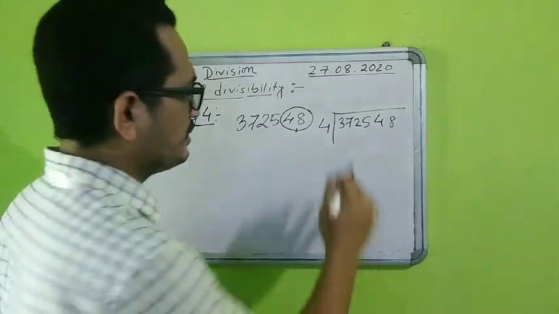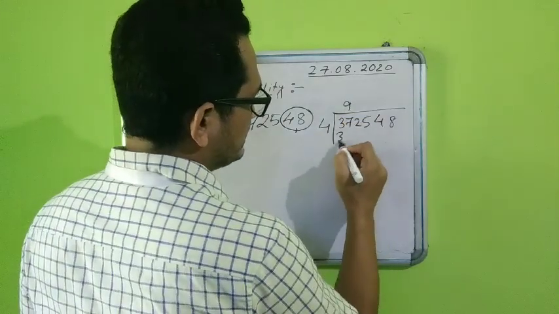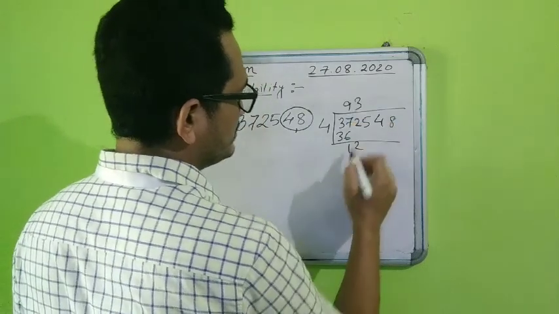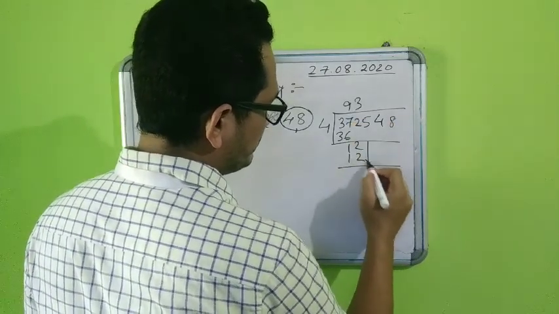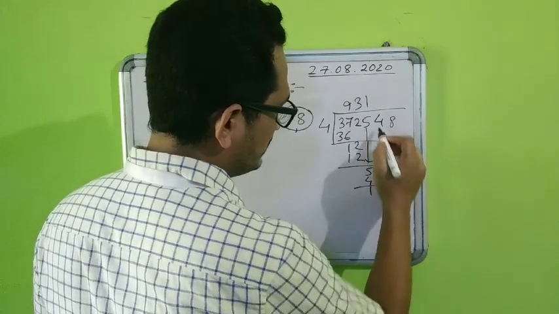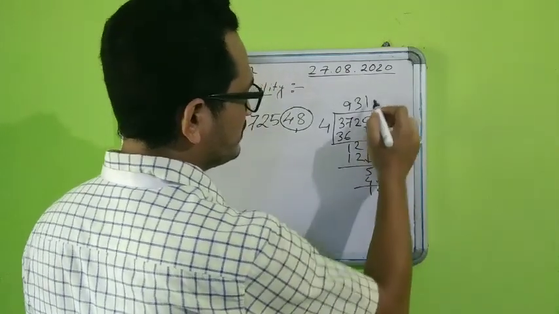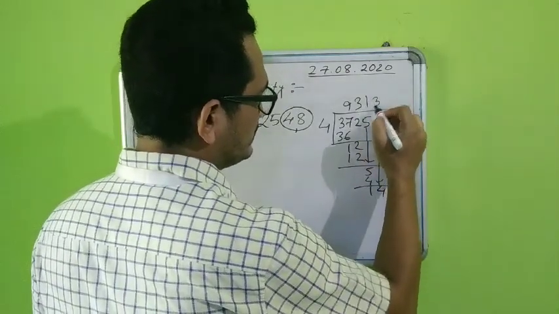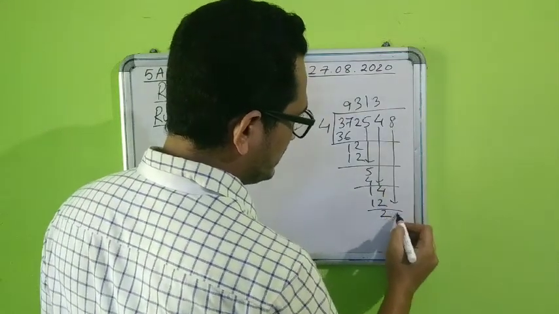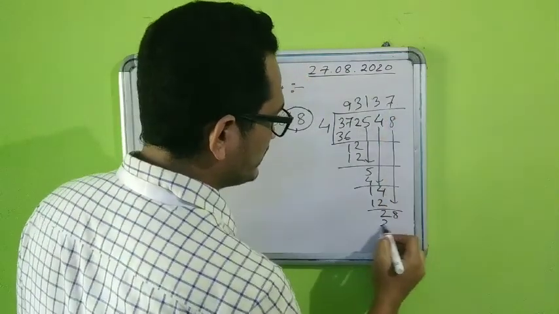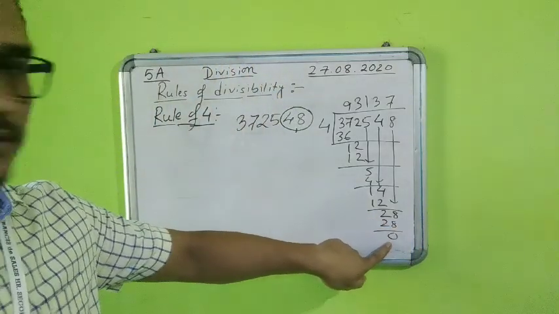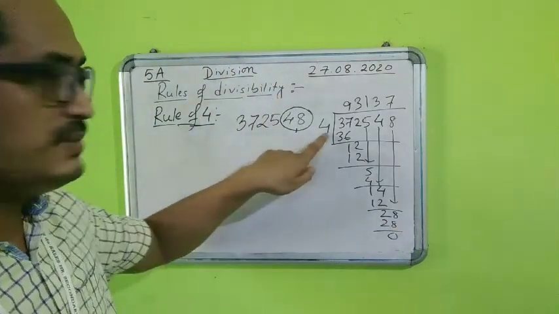Let us check. It will be 4 9s are 36. 7 minus 6, 1. Then 2 coming down. 4 3s are 12. Then 5 is coming down. Then 4 1s are 4, 5 minus 4, 1, then 4 is coming down, 4 3s are 12, 4 minus 2, 2, and then 8, and 4 7s are 28. See, remainder we got what? 0 we got or not. So that means this number is divisible by 4.